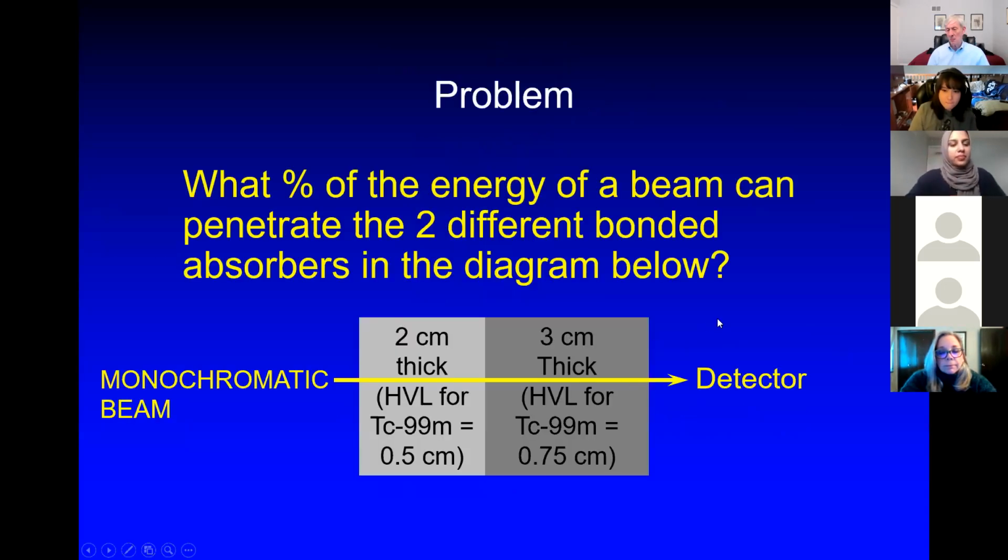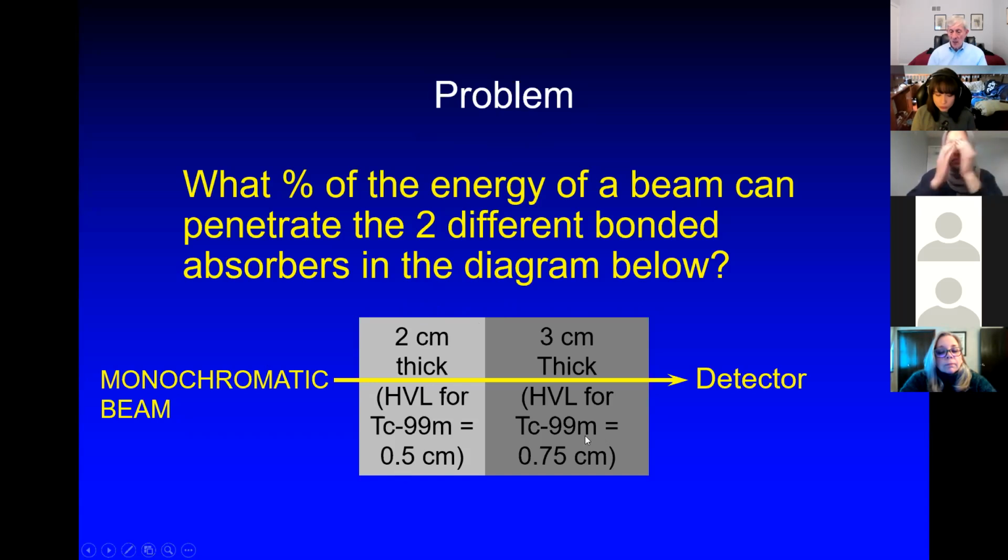Now, here's an interesting problem. And this came right off an old exam. You cannot come up with the final answer without a calculator, but you can get up to the final stage by working it in your head. Here are 2 metals bonded together. This one is 2 centimeters thick, and this is 3 centimeters thick. For this 2 centimeter thick one, the HVL is 0.5. How many HVLs are there in that absorber? 4. There are 4, right? 2 centimeters thick divided by 0.5. This is 4 layers. Keep that in mind.